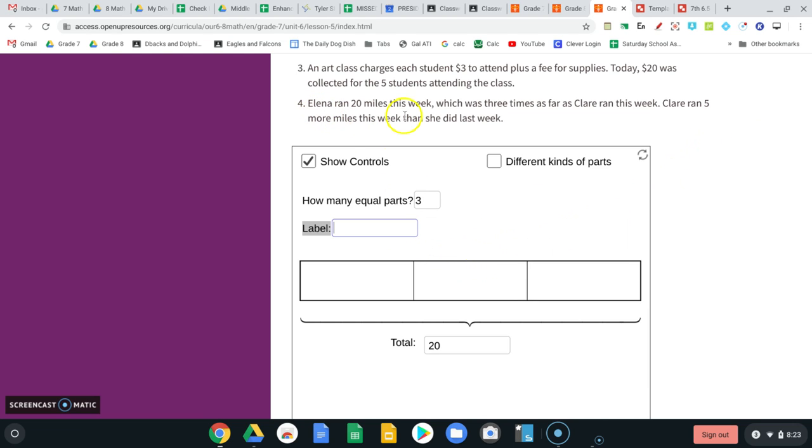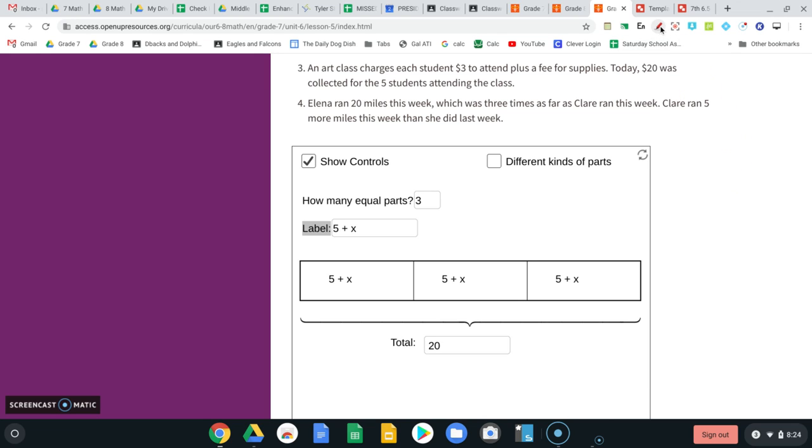Okay, Elena ran 20 miles this week. That's 3 times as far as Claire ran this week. So we're finding out how many miles altogether. Claire ran 5 more miles this week than last week. So she ran 5 miles this week more than last week. We don't know what last week was, so let's say last week was X.